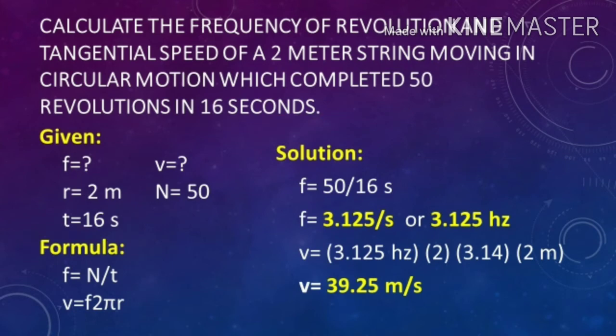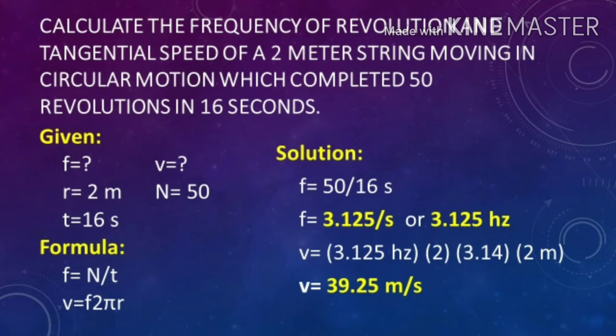In formula, since you are asked to calculate for frequency of revolution and tangential speed, you will use two formulas. First is for the frequency of revolution. F is equal to n divided by time. And for the tangential speed, v is equal to f(2 pi r). In solution, distribute the given values in formula.